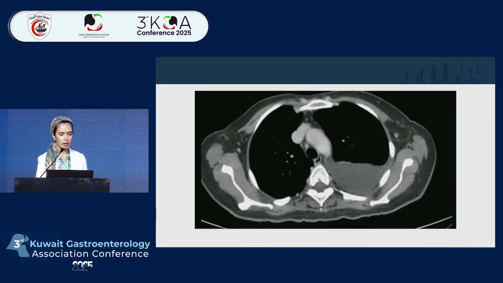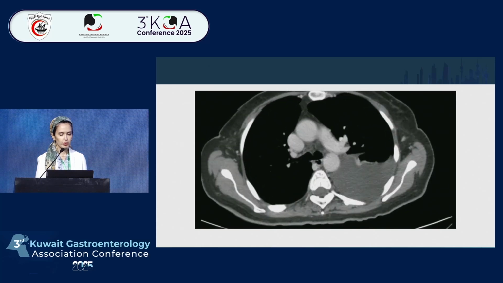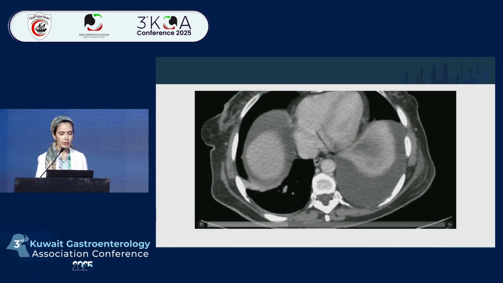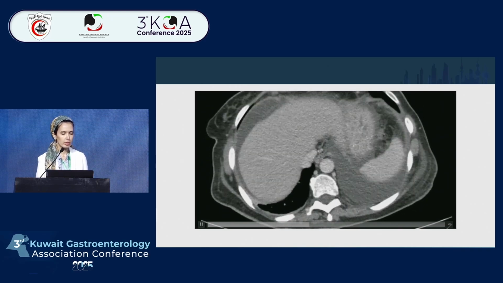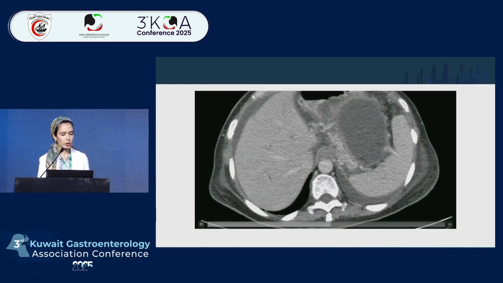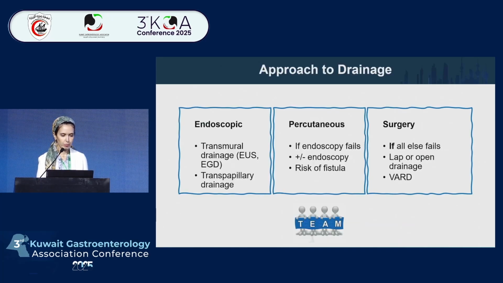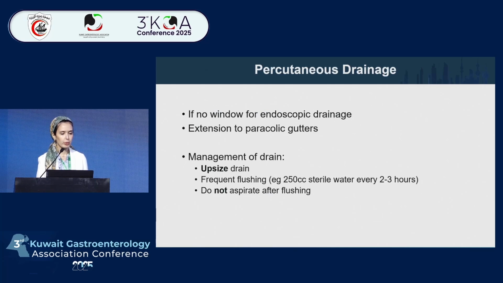Here you can see this was a 55-year-old with biliary pancreatitis. She had a very large collection, and you can see the collection reaches the paracolic gutters. In these cases, percutaneous drainage is needed in conjunction with endoscopic. So again, for percutaneous drainage, if we have no window endoscopically to drain the patient, or if the collection extends to the paracolic gutters, we do consider a percutaneous drain.